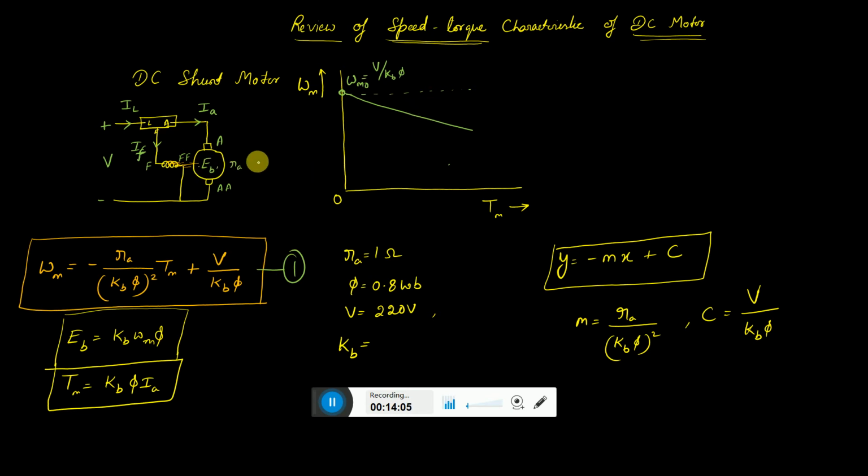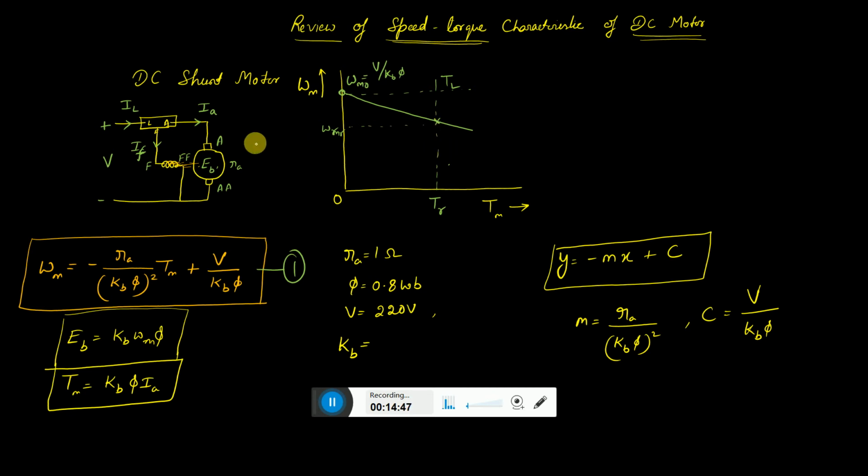Let the motor be driving a load, and the load torque is given by TL. Then the intersection point is the speed at which the motor will rotate, or this is the stable point at which the motor will rotate. We do not discuss here what a stable point is; rather, we discuss that for a fixed load TL, let us say it is running a rated load, the motor is running at some speed omega mr.